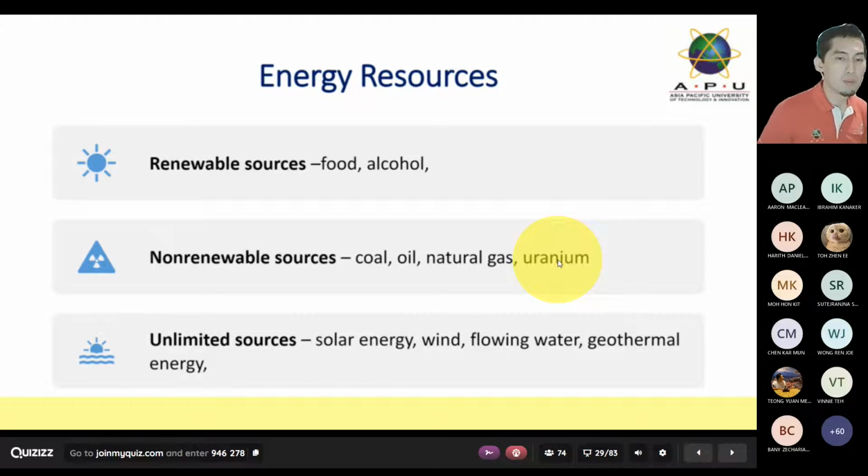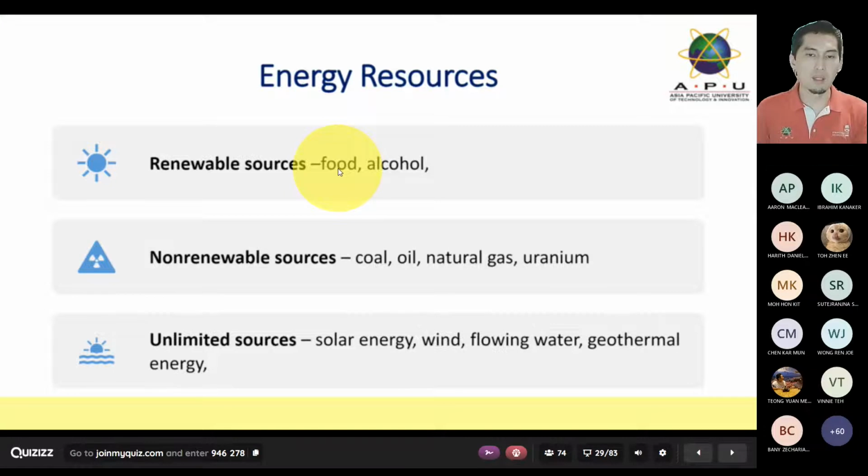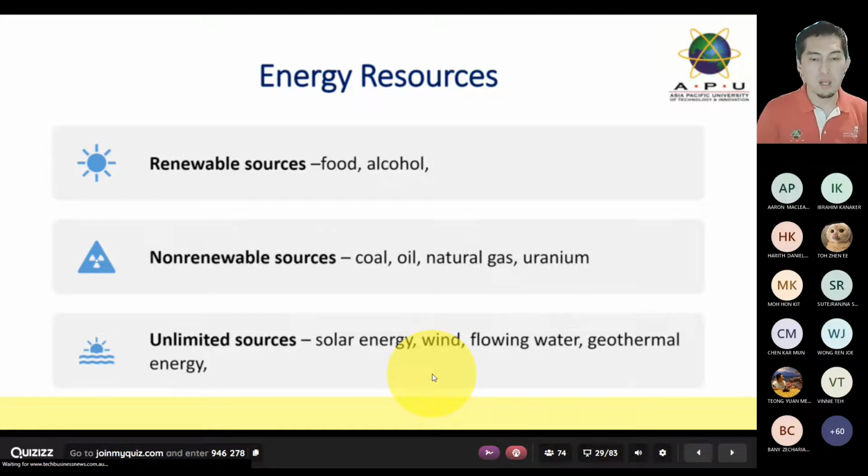Renewable sources, of course, are in terms of food that we have, because this is something we can either grow, we can either keep, and farm, and things like that. Unlimited sources, of course, are referring to the renewable sources, but on top of that, the unlimited renewable sources that we have in relation to energy: wind, flowing water, geothermal energy, and of course this can be expanded into other areas as well.